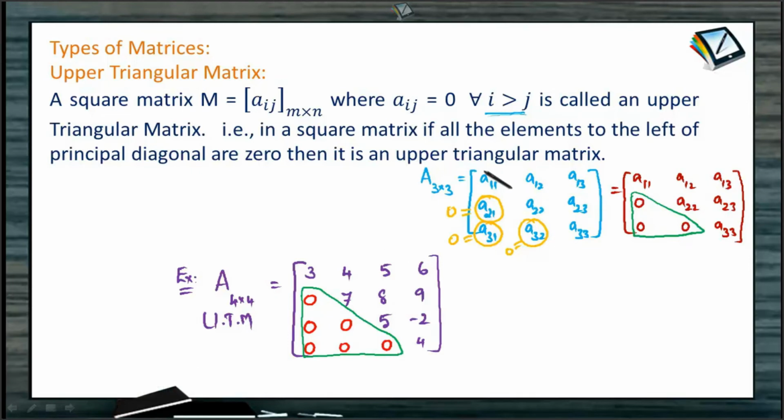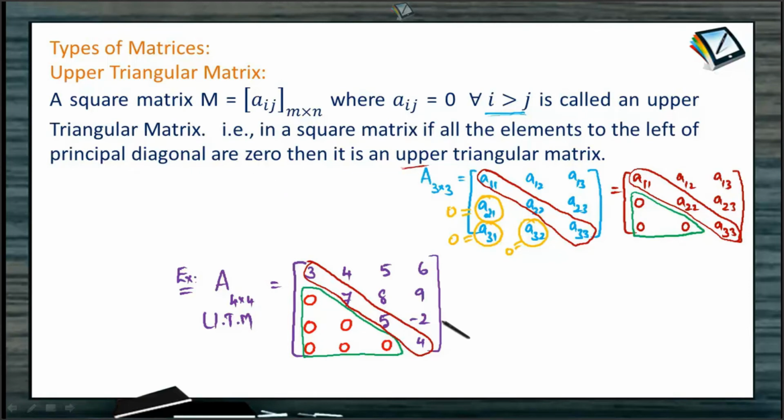Now another identification: this is the principal diagonal of the matrix. Then the elements to the left side of the principal diagonal are zeros, right? Such a matrix, in which all these elements to the left side of the principal diagonal are zeros, is called an upper triangular matrix.